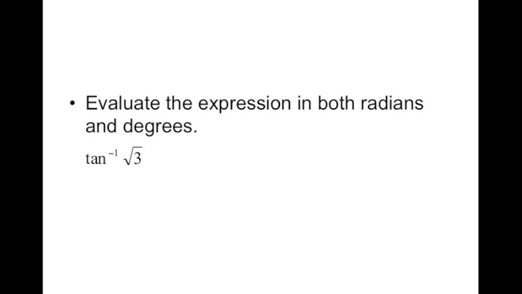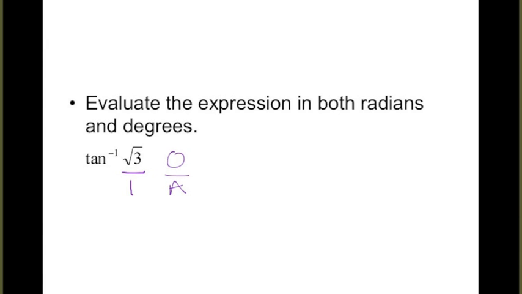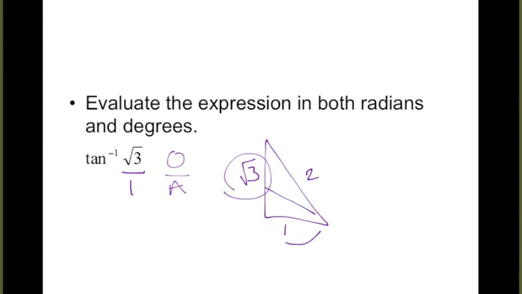Tangent is square root of 3. It's a whole number. We want to work with fractions, so we're going to divide this by 1. What's SOHCAHTOA for tangent? Opposite over adjacent. So I need to find an angle that is opposite of the square root of 3 and next to a 1. So straight across from the square root of 3 and next to the 1 is the 60. 60 goes into 180 3 times.